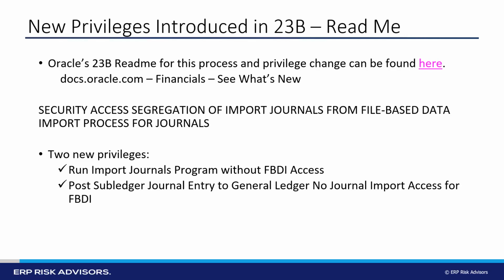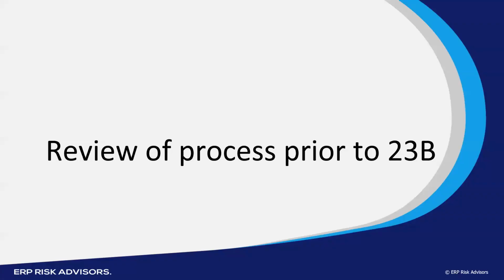It took a while for Oracle, but there's a fix. It's not a perfect fix, but there's a decent fix that has just come out in 23B. The new process comes with two privileges. The first is called Run Import Journal Program without FBDI access, and the second is called Post Subledger Journal Entry to the General Ledger, No Journal Import Access for FBDI. You can see those two privileges on this slide.